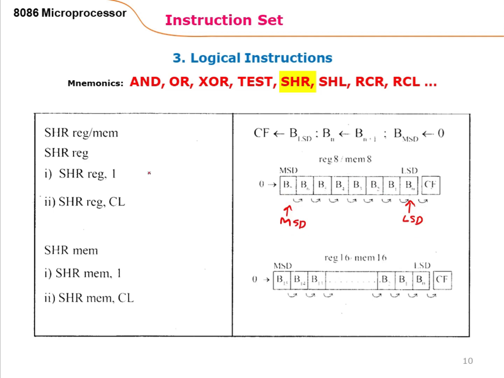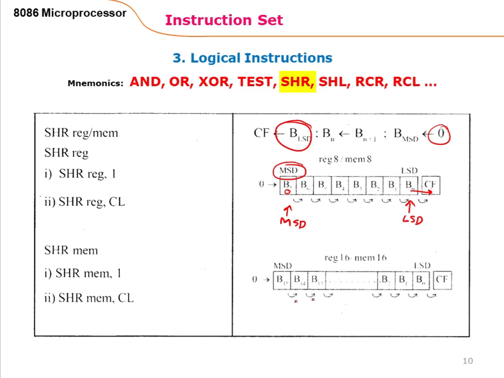When we use this instruction shift right, the contents are shifted towards right. So what happens to this least significant digit? This least significant digit is transferred to the carry flag. So this operation occurs here, and B1 goes to B0, B2 goes to B1. Likewise, each bit value is shifted towards right, and at the most significant digit, a 0 is added. So this remains empty after shifting B7 to the B6 position, so this is filled with 0.